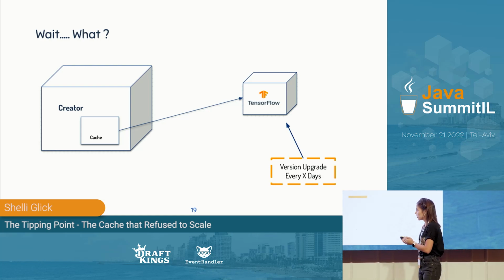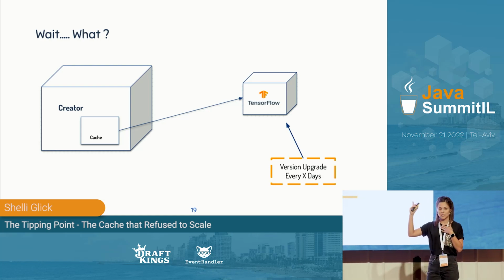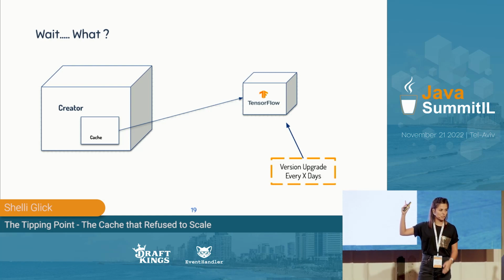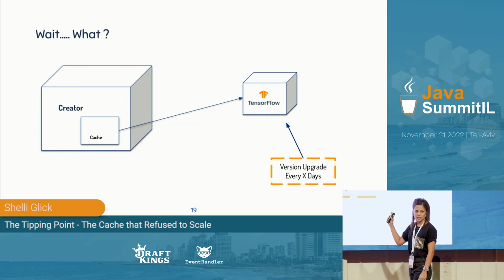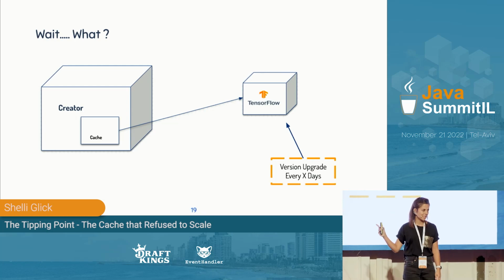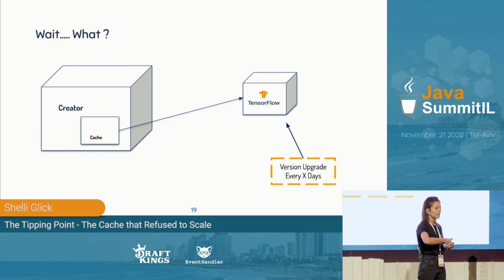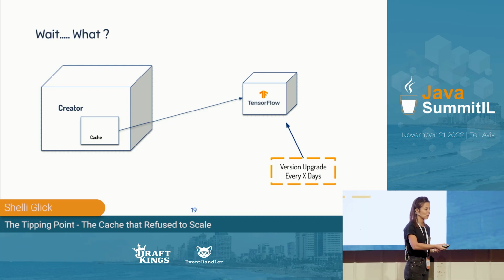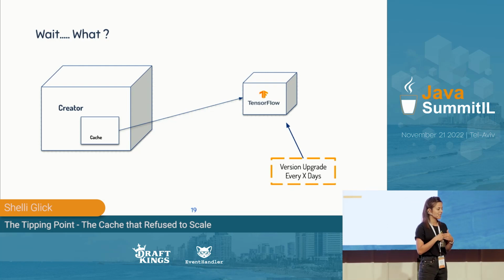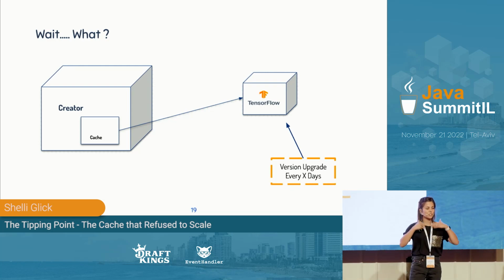So there's something special about our setup. Our TensorFlow service goes through a version upgrade only every few days. And every version is guaranteed to be deterministic, meaning we could send the same input to it as many times as we want, and we'd always get back the same result, as long as the version wasn't upgraded.